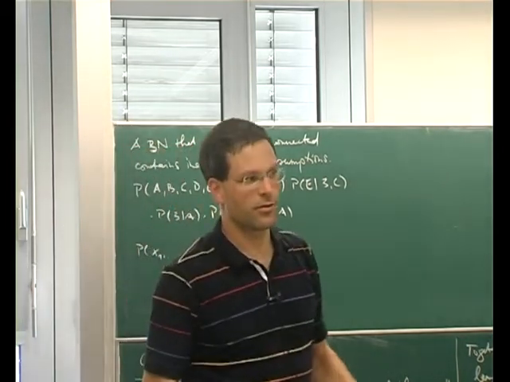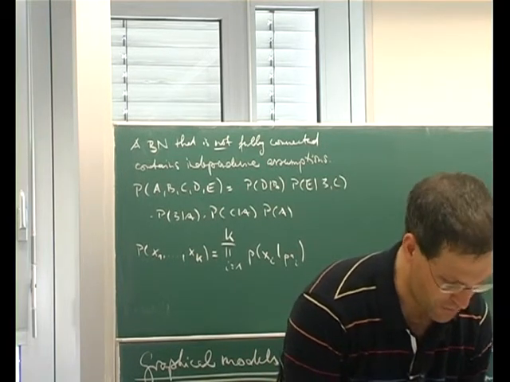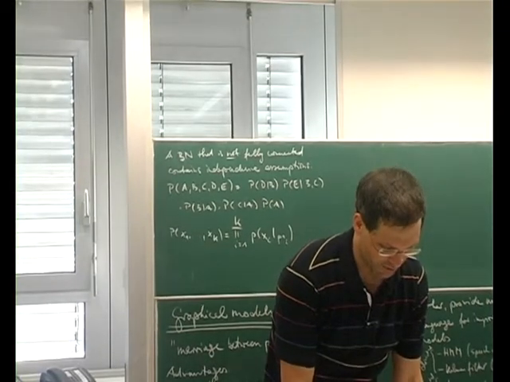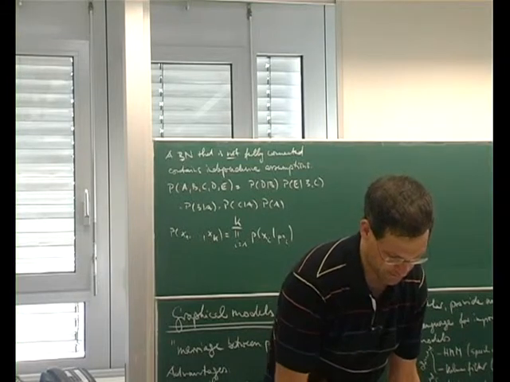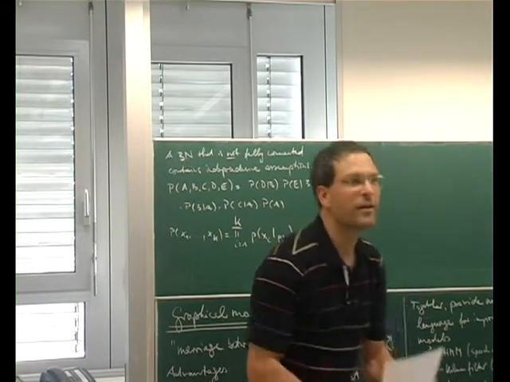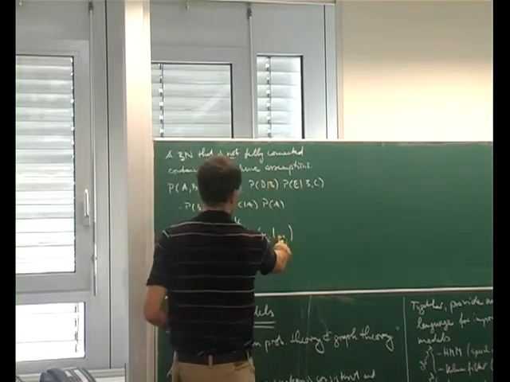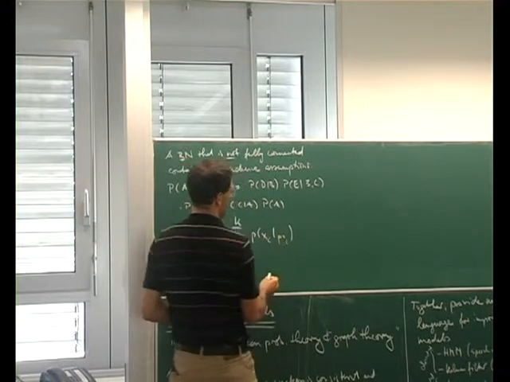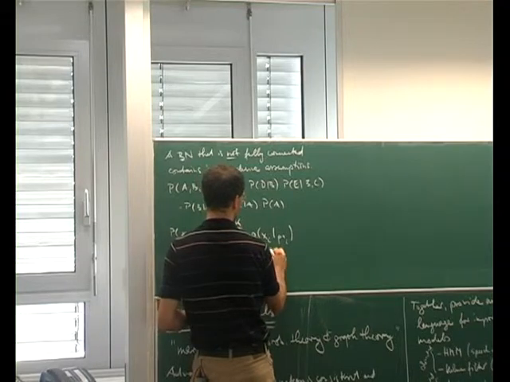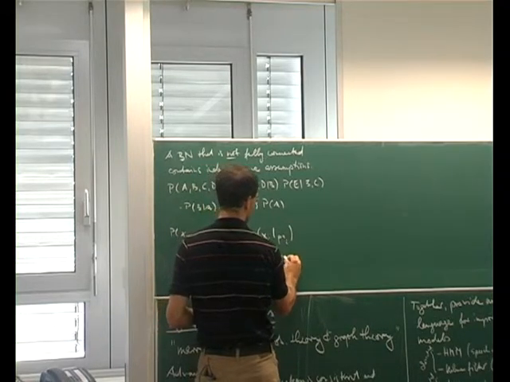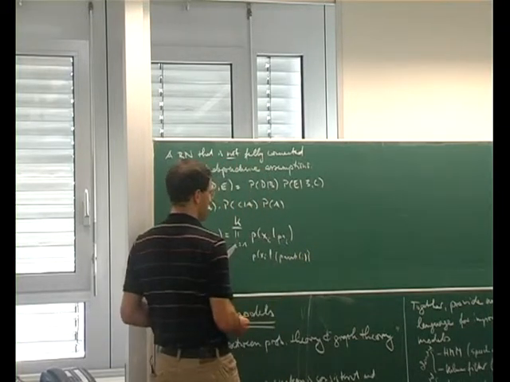Taking into account these conditional independence relations makes for great computational savings, and much of today will be devoted to understanding and exploiting these computational savings. This is PA, which stands for parents of i. So we have the probability of xi given, this is a set of variables, the parents of random variable xi.